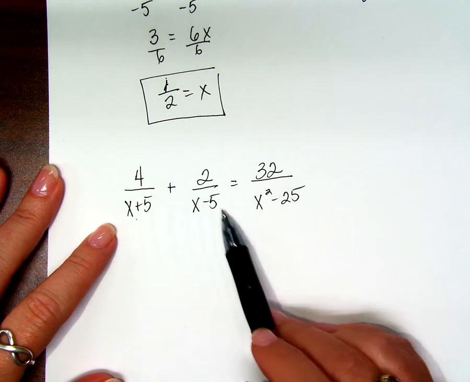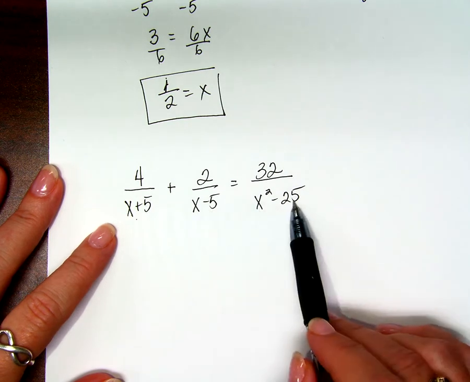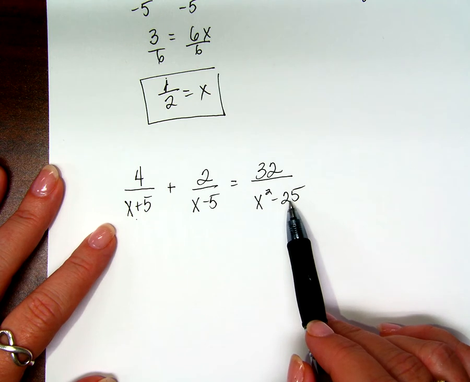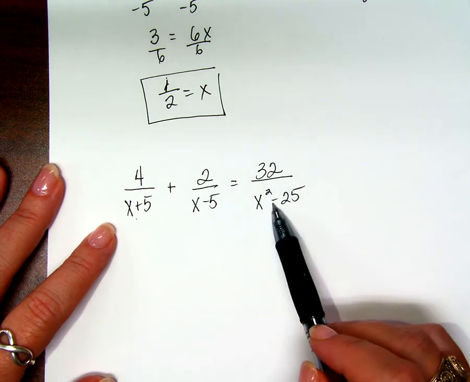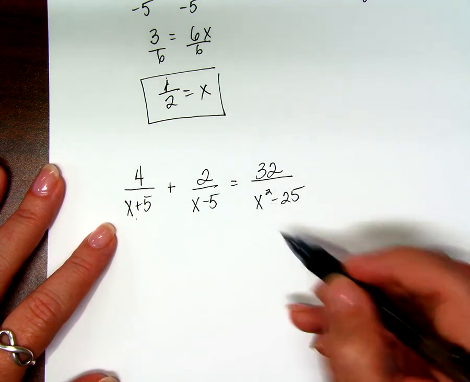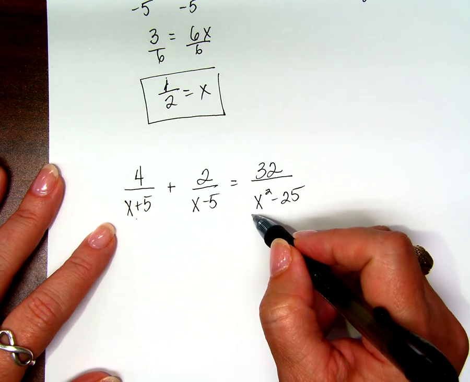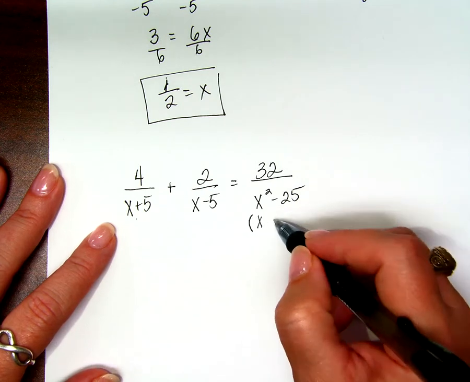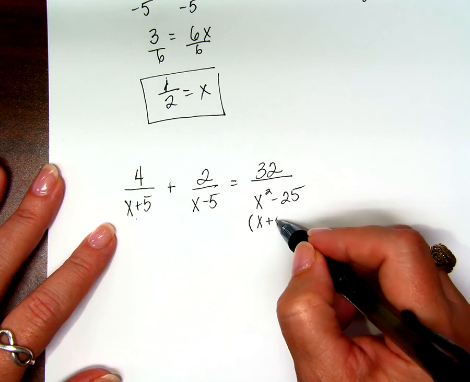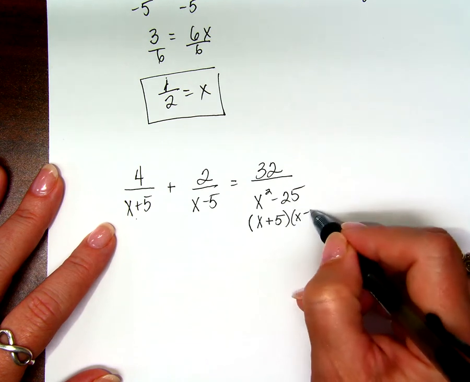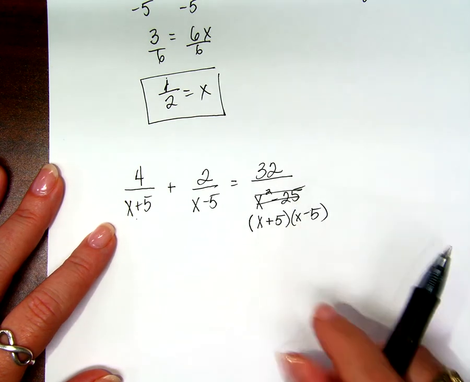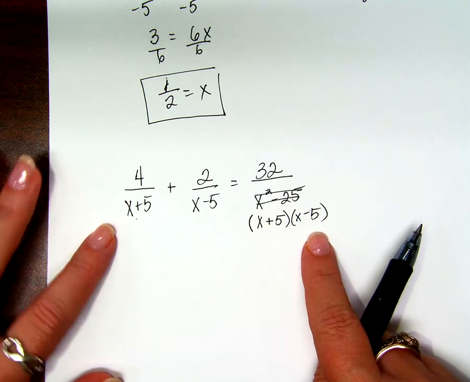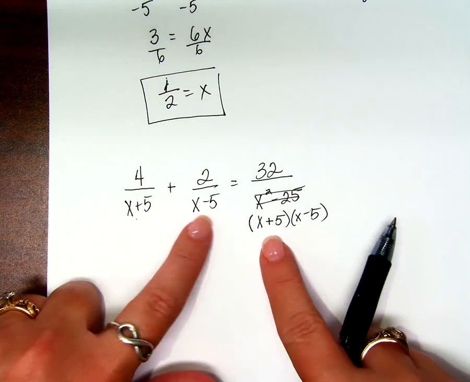I have an x plus 5 and x minus 5, and then this. Is this something you know how to factor? It is, right? It's called the difference of squares. Do you remember talking about that? How do I factor the difference of squares? So x plus 5 and x minus 5. So now that new denominator is x plus 5, x minus 5. Well, I see a whole lot of x plus 5s and x minus 5s.